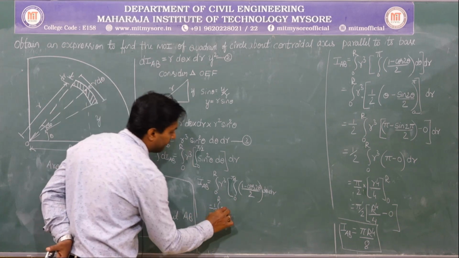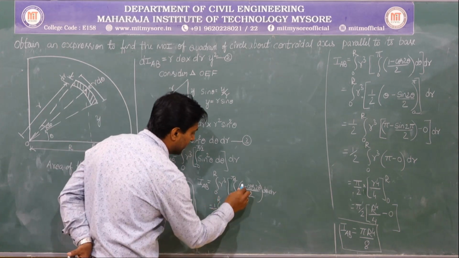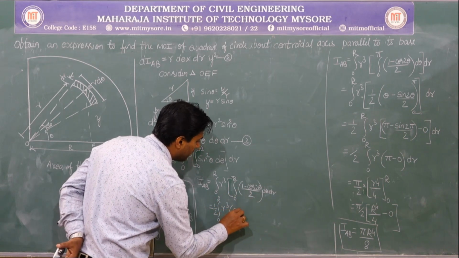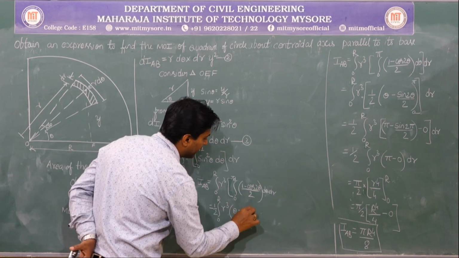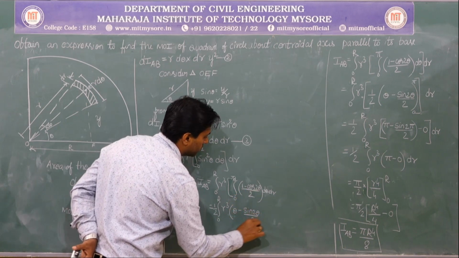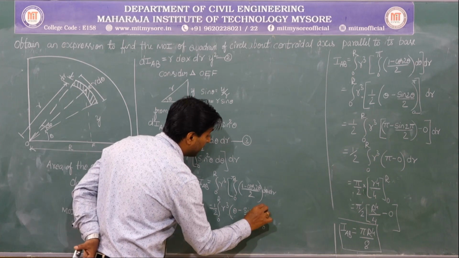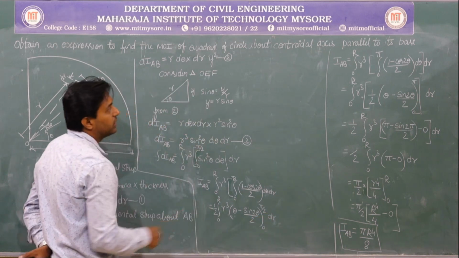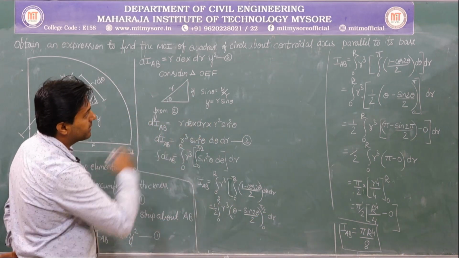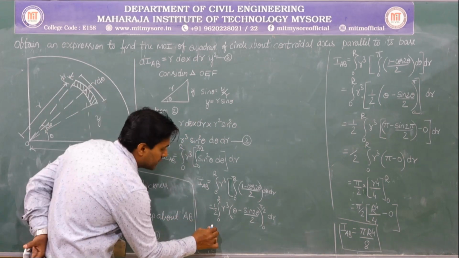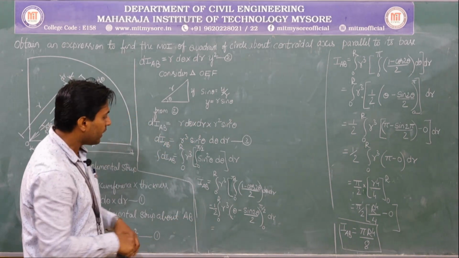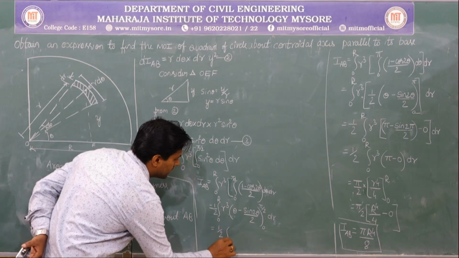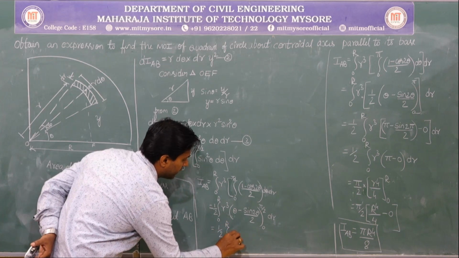So, I will be taking r outside, r cube, let it be as it is. So, now what is 1 into d theta? So, it is theta minus cos 2 theta, it is sin 2 theta by 2, from 0 to pi by 2, now into dr. So, next it is half into integral from 0 to r cube, let it be.